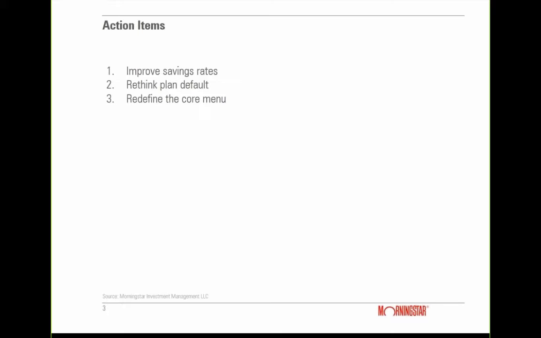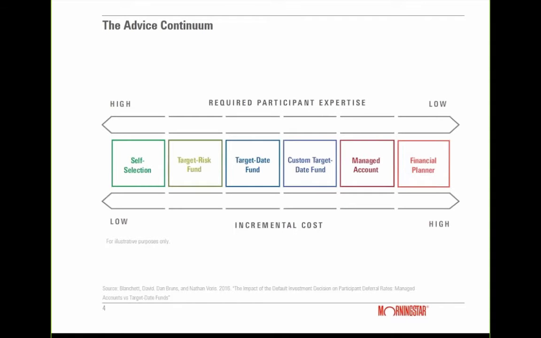When thinking about offering any kind of solution inside of a DC plan, we often refer to this thing called the Advice Continuum. What this reflects is the array of options that exist at different participant expertise and cost levels. We think that in the absence of cost, working with a financial planner would be the optimal solution. However, that's not realistic, given the costs involved. So the key then is finding where on the spectrum it really is best for participants in your plan. We've obviously moved away from self-selection as an option. So today, most plan sponsors focus on either offering target date funds or managed accounts as a possible solution.